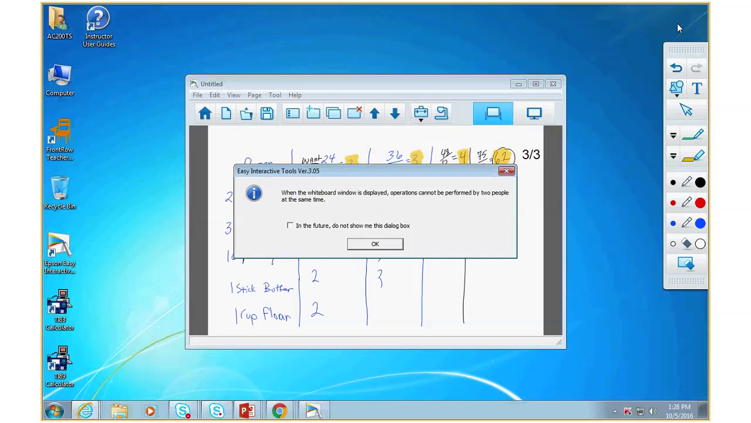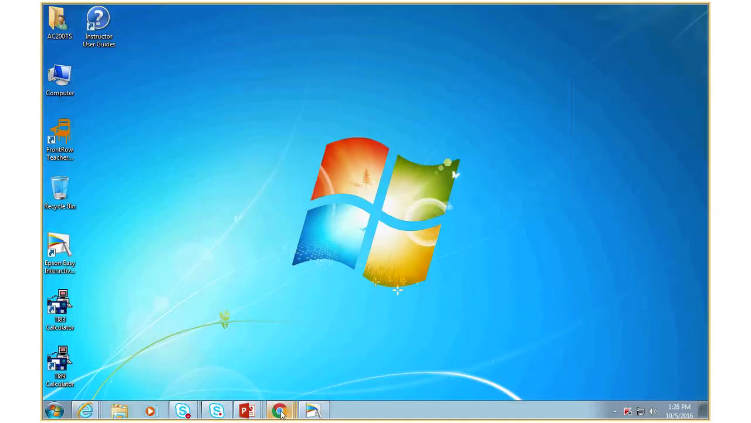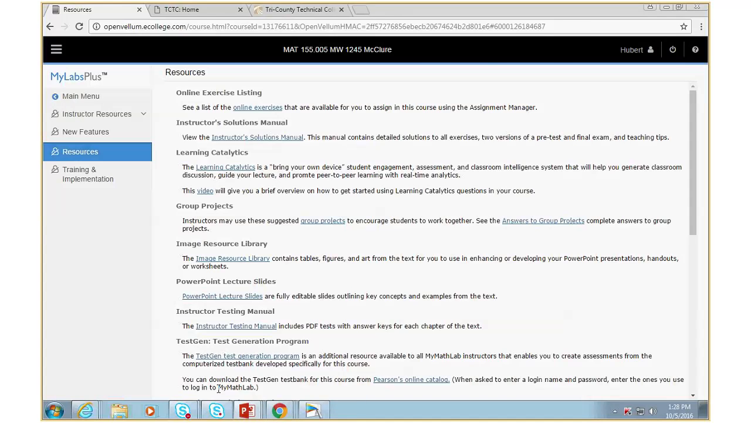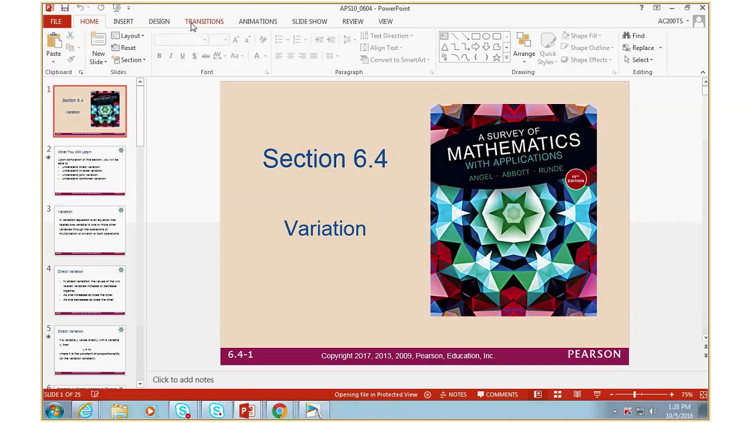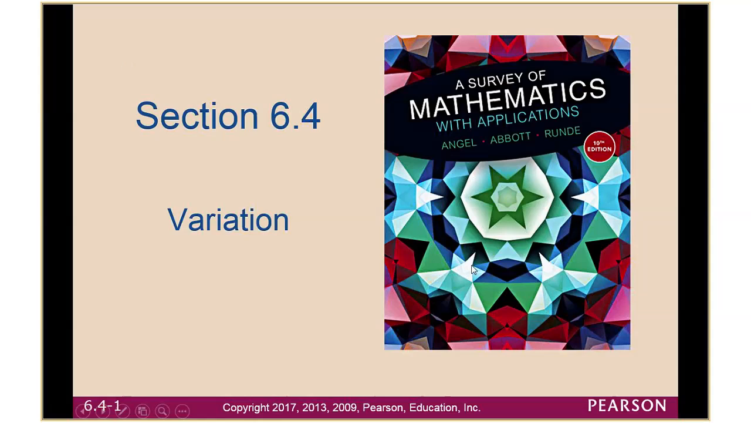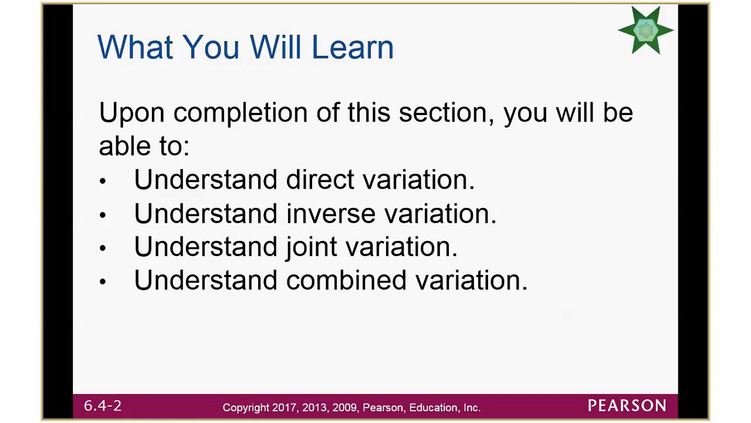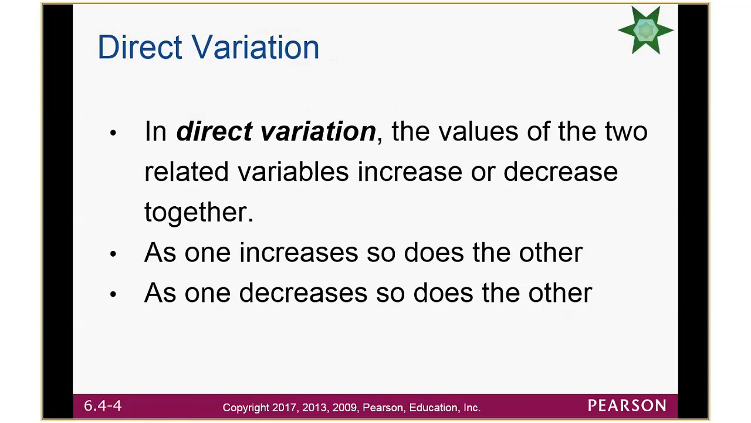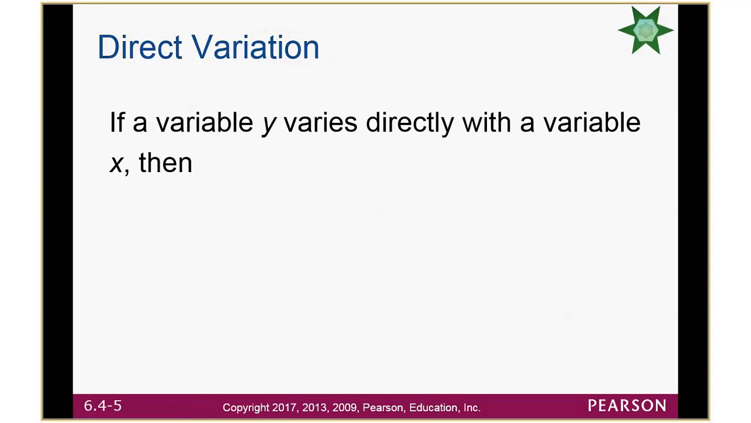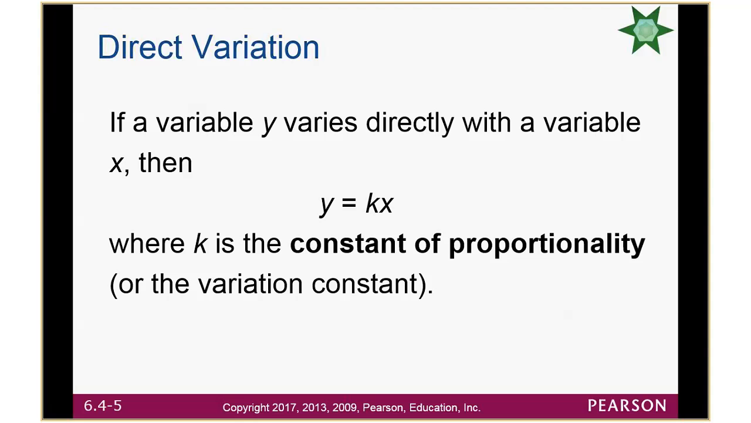Now, the reason I show you this is because in this section, 6.4, we're going to be studying variation. And variation is using K. Now, there's several different types of variation. There's K, okay? Write that down. This is called direct variation. So write down the word direct variation and then put out to the side, Y is equal to K times X.